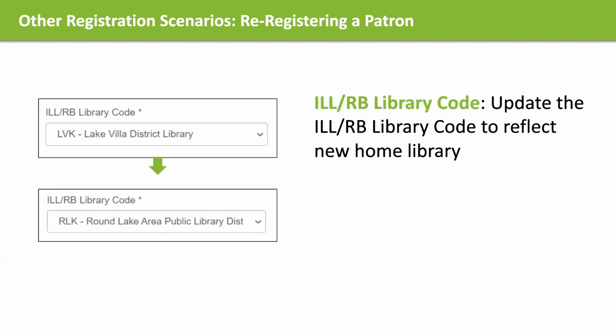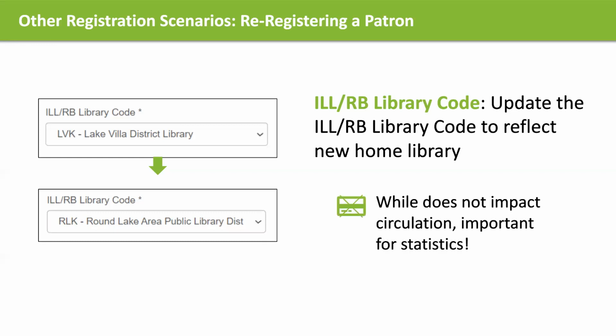And then finally, in terms of the attributes section, you will need to update the ILL-RB code field so that it reflects the new home library. And again, this is for statistics and for reporting. So those are just some highlighted fields to pay attention to when re-registering a patron.